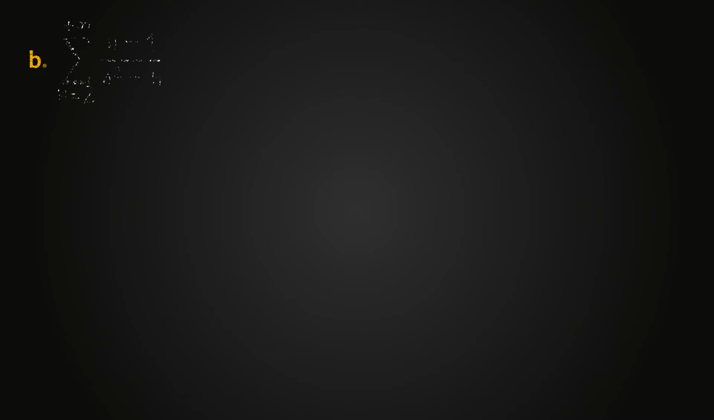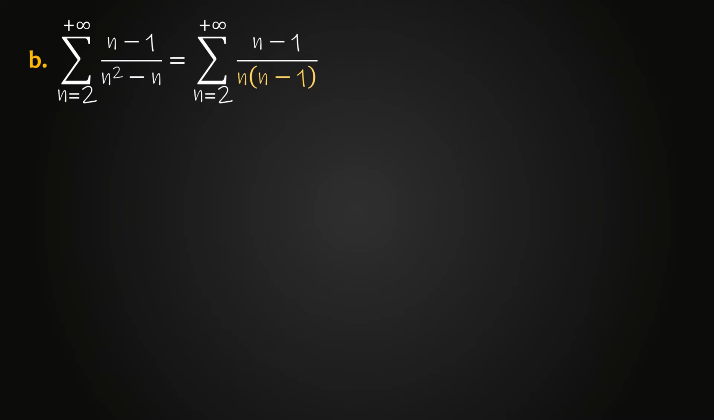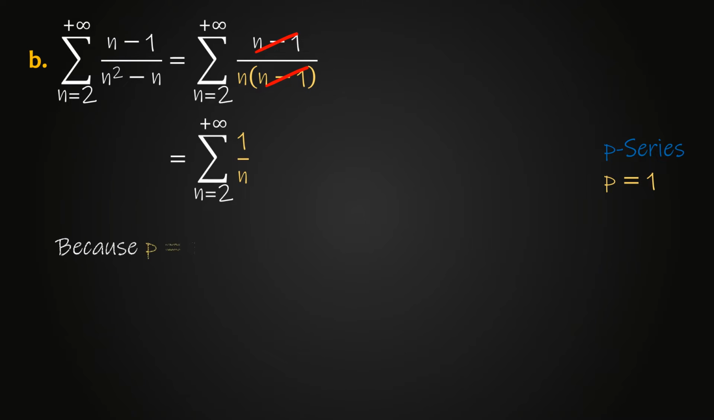B. Write the series as a p-series. Factor the denominator and divide out a common factor. The series is now a p-series with p equals 1, which is a harmonic series. Because p is equal to 1, the p-series diverges and has no sum. That is, the harmonic series is divergent.